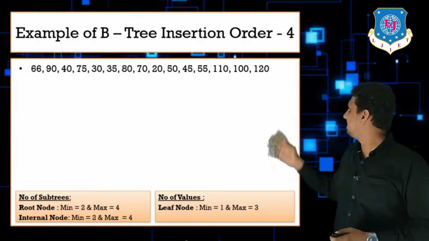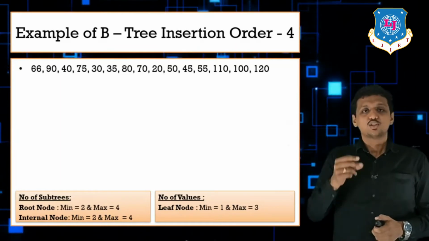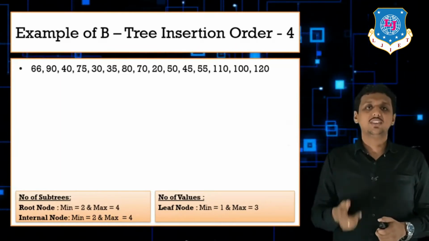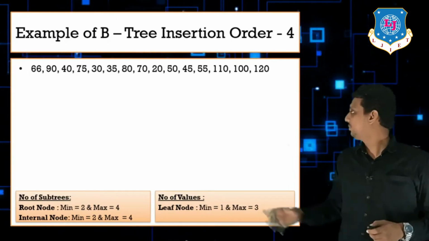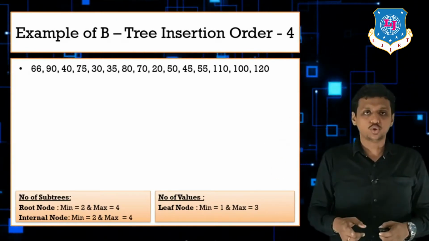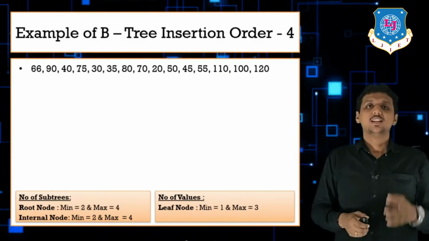Now here is the example. We need to insert these values in our B-tree. Okay, so same as AVL tree insertion, or we can say same as the binary search tree insertion. We are just starting from the very first value that becomes our root node. No, it must be in our root node. Fine. Okay, so here it is.